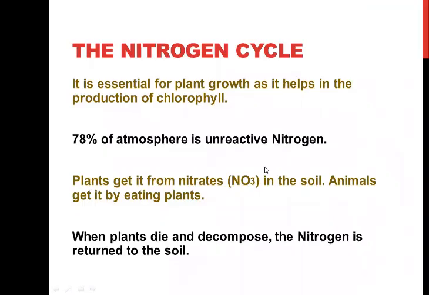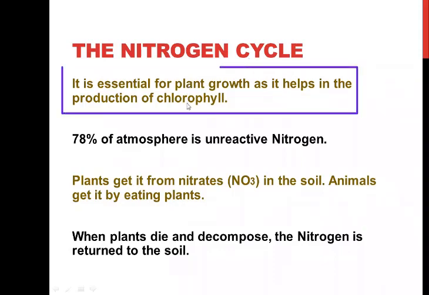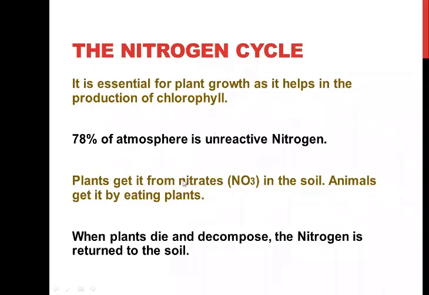The last cycle mentioned in this unit is the nitrogen cycle. And nitrogen is also very important for plant growth as it is the main component of chlorophyll, which helps in the absorption of sunlight and eventually photosynthesis takes place. Our atmosphere is made up of 78% unreactive nitrogen, which means under normal conditions the nitrogen that is present in our atmosphere cannot be used at all.